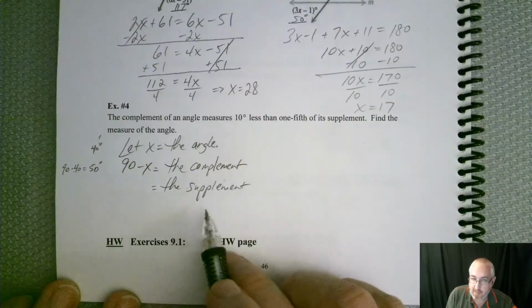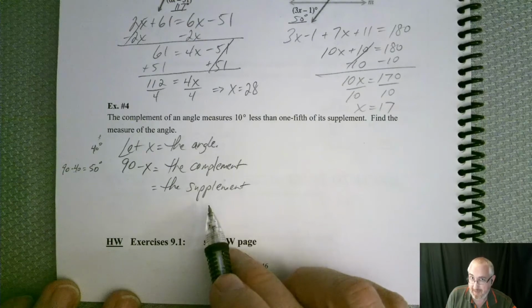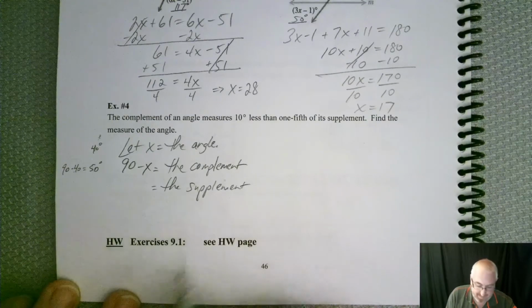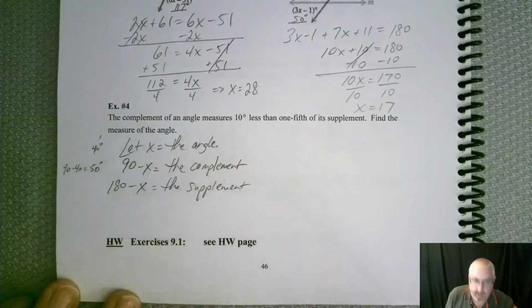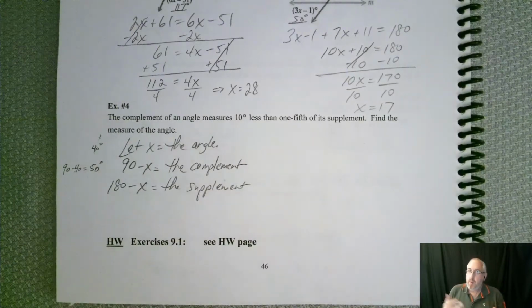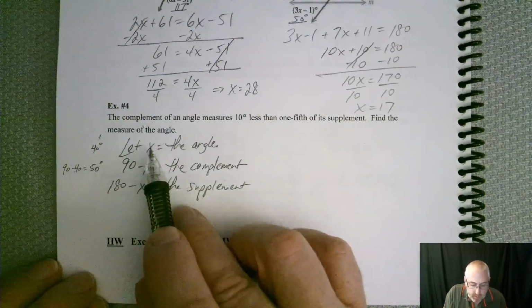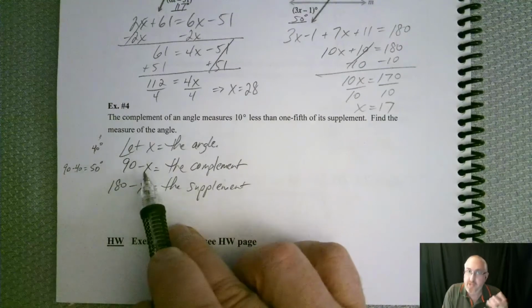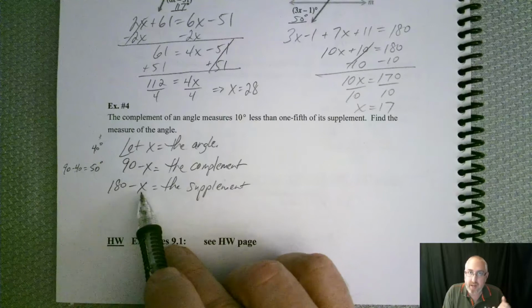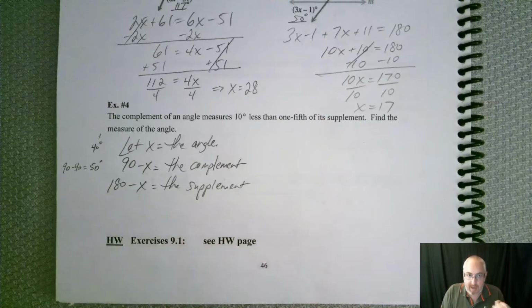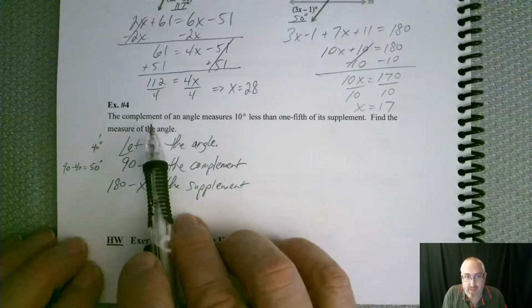What do you think the supplement's going to look like if they add up to 180? You got it. It's going to be 180 minus x. So that's kind of a weird scenario, but it works. No matter what angle you plug in here, it's got to get plugged into here, which generates that complement. Plug it into here, it generates that supplement. So you have all those pieces now. So now we got to go back to the original statement.